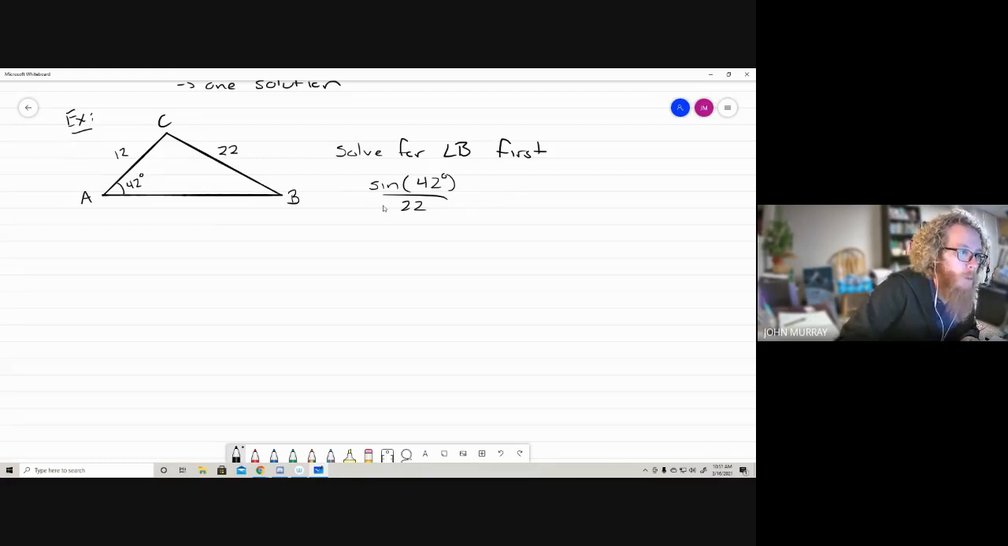So I have the sine of 42 over 22, and that's going to equal the sine of B over 12. So just like before, we cross multiply. I get 12 times the sine of 42 equals 22 times the sine of B. And again, I'm eventually trying to isolate that B there. So I'm going to divide both sides by 22.